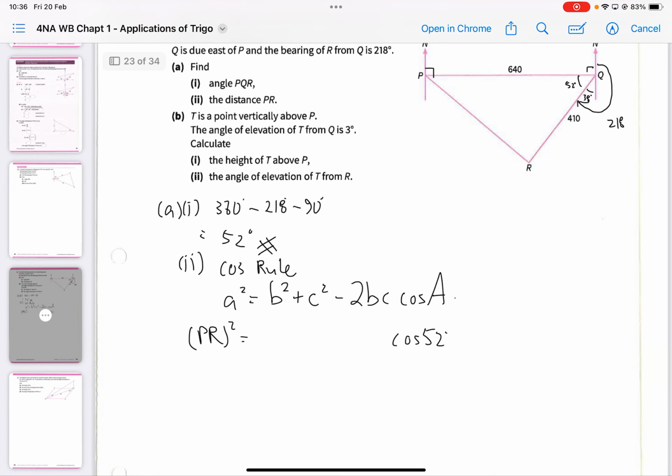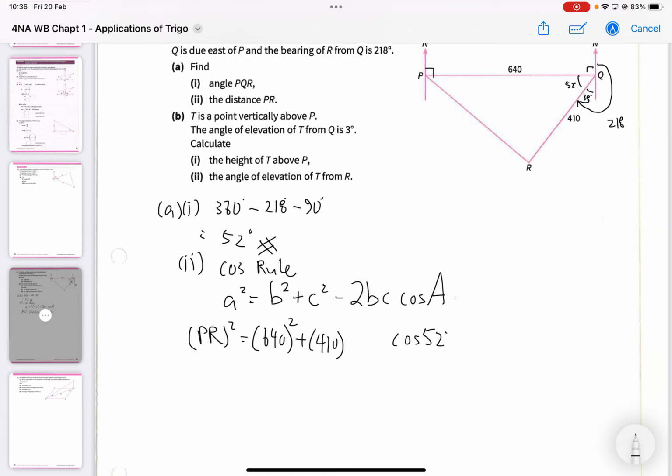Okay, so B and C. B, if I put 640, then C I will put 410. Square, square, minus 2 times 640 and 410.